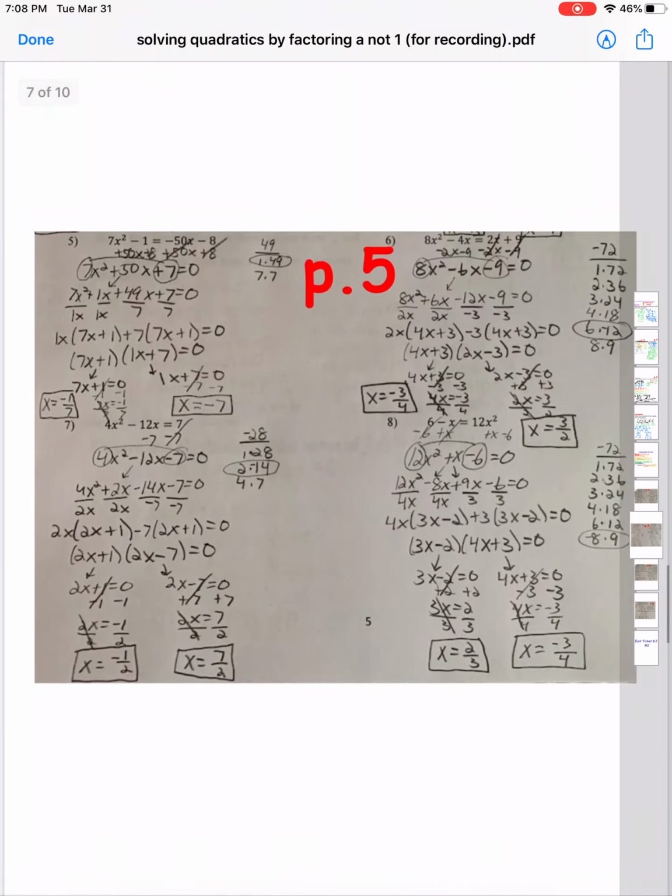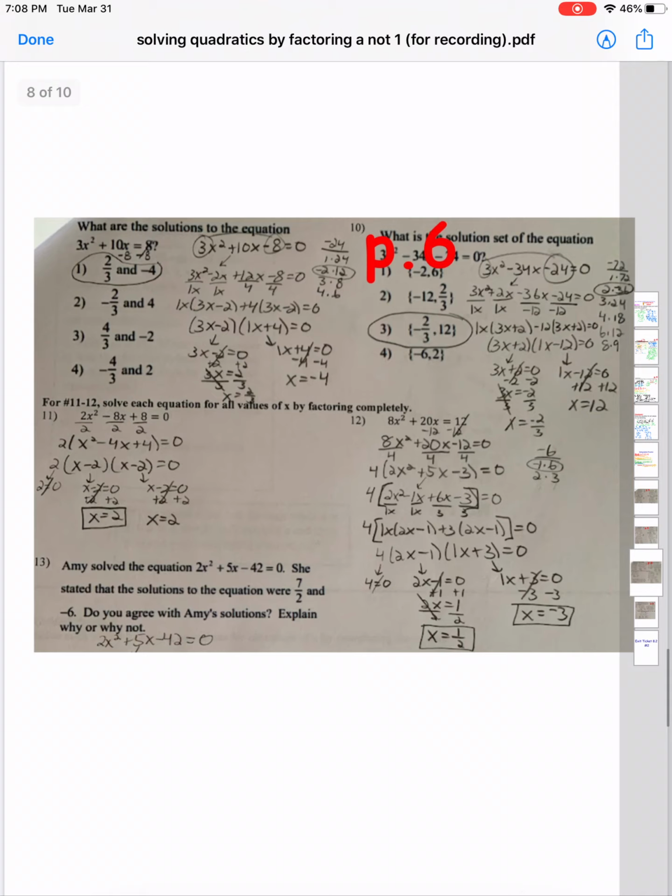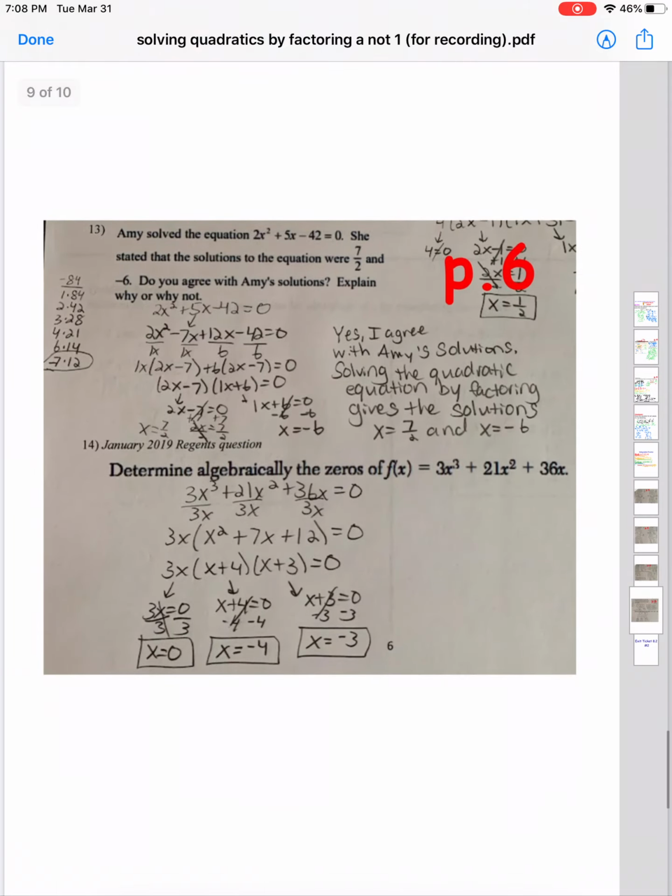Okay, moving on to the bottom of page 5, here's 5 through 8. Again, if this is a problem you did, go ahead and pause the video so you can take a look at my work. Okay, let's continue on to page 6. Here is numbers 9 through 12 on page 6. And last but not least, here's the bottom of page 6, numbers 13 and 14.